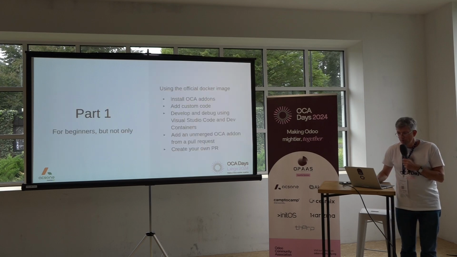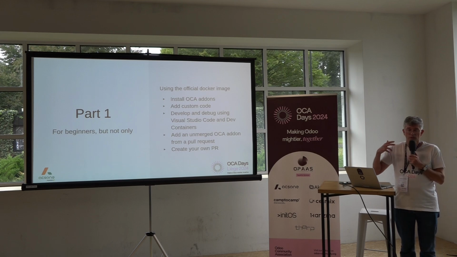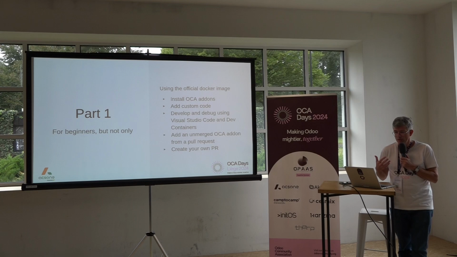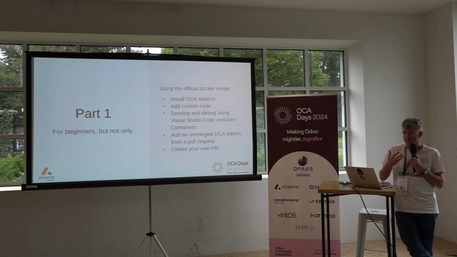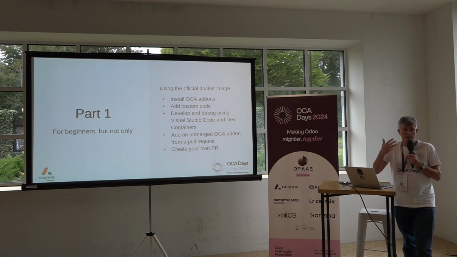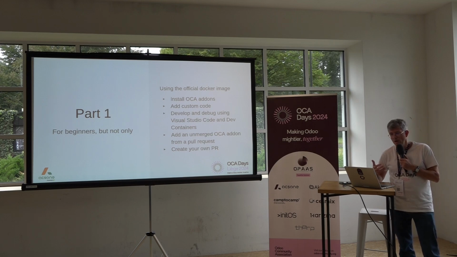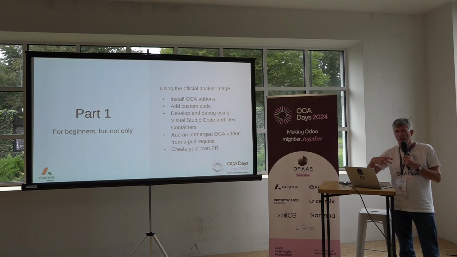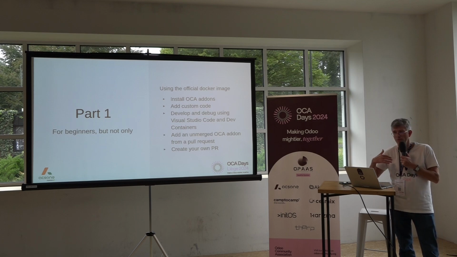So the first part, we are looking at how, when using the official Odoo Docker image, you can install OCA add-ons in it, how you can add custom code in that image, how you can develop and debug using VS Code and a dev container, and then explain how, with that same mechanism, you can add an unmerged pull request, for instance, in your environment, or develop your own.